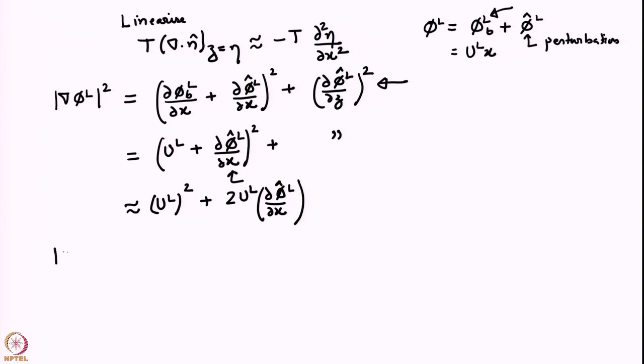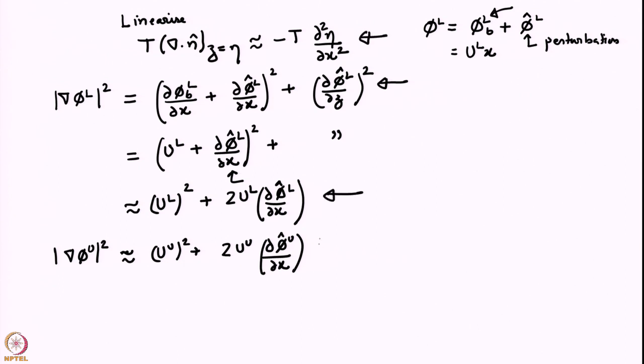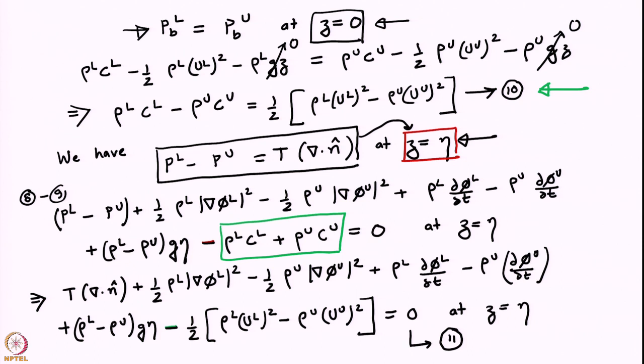Similarly, you can also argue that grad phi u square would be, in a linear theory, uu square plus twice uu del phi hat by del x. So we have these two quantities. Now our task is to plug in this linearization and this linearization, go back to equation 11 and plug these approximations back. Remember that as a part of linearization, we also have to Taylor expand all the quantities, and when we Taylor expand, we will find that instead of getting applied at z is equal to eta, they will all get applied at z is equal to 0. We will continue this in the next lecture.